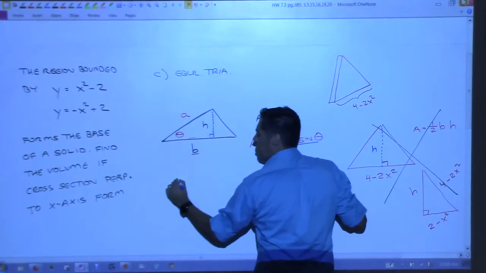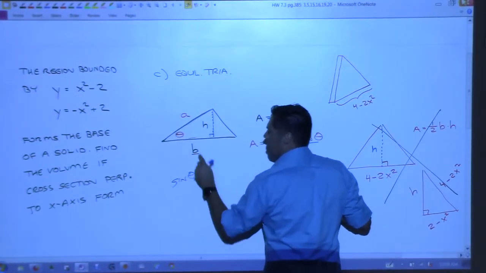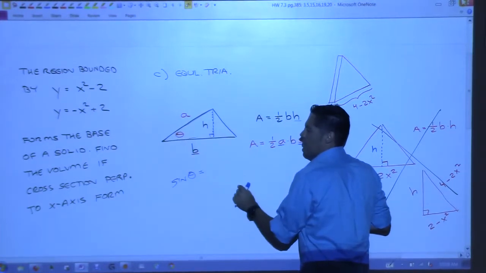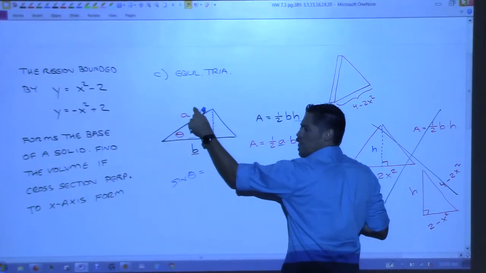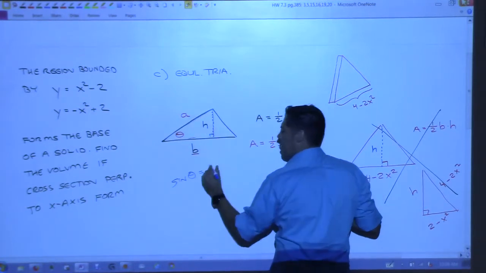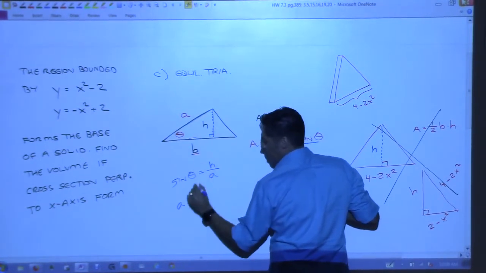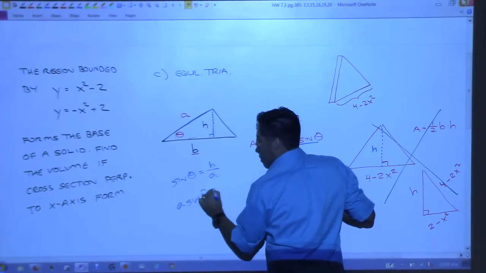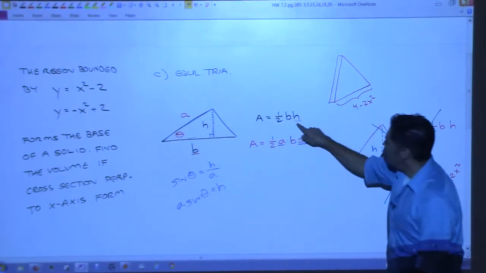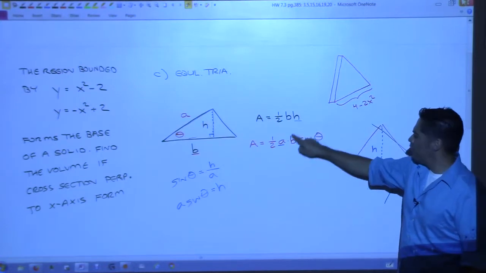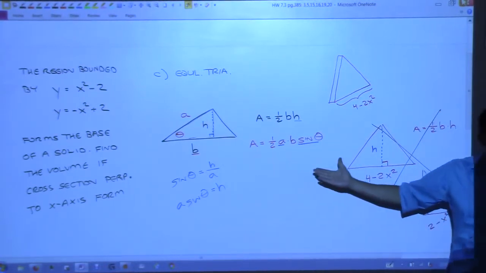Okay. So if I asked you right now what's sine of theta, what would you tell me? Here's theta. Sine would be opposite over hypotenuse, right? So it would be h over a. And then solve that for h. And what do you get? H is, multiply both sides by a. H is a sine theta. So if I take that and replace it with a sine theta, you get that formula, right?